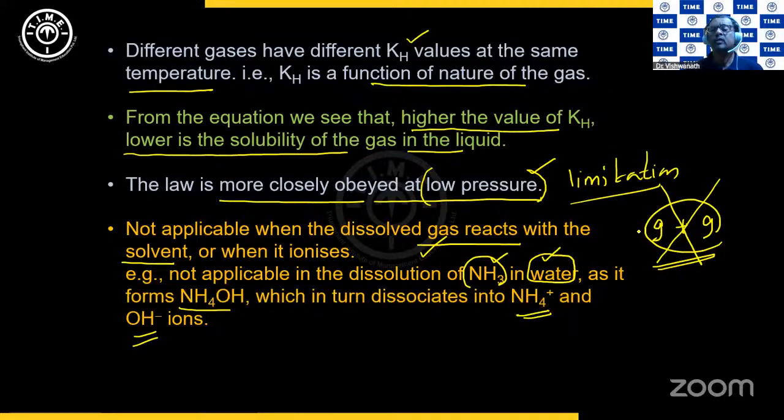So even for Raoult's law, for that matter, you cannot have substances which are reacting with each other. So Raoult's law, we said, is liquid in liquid. Dalton's law, gas in gas. Henry's law, gas in liquid. Any of these combinations, you cannot have a chemical reaction occurring. Clear?